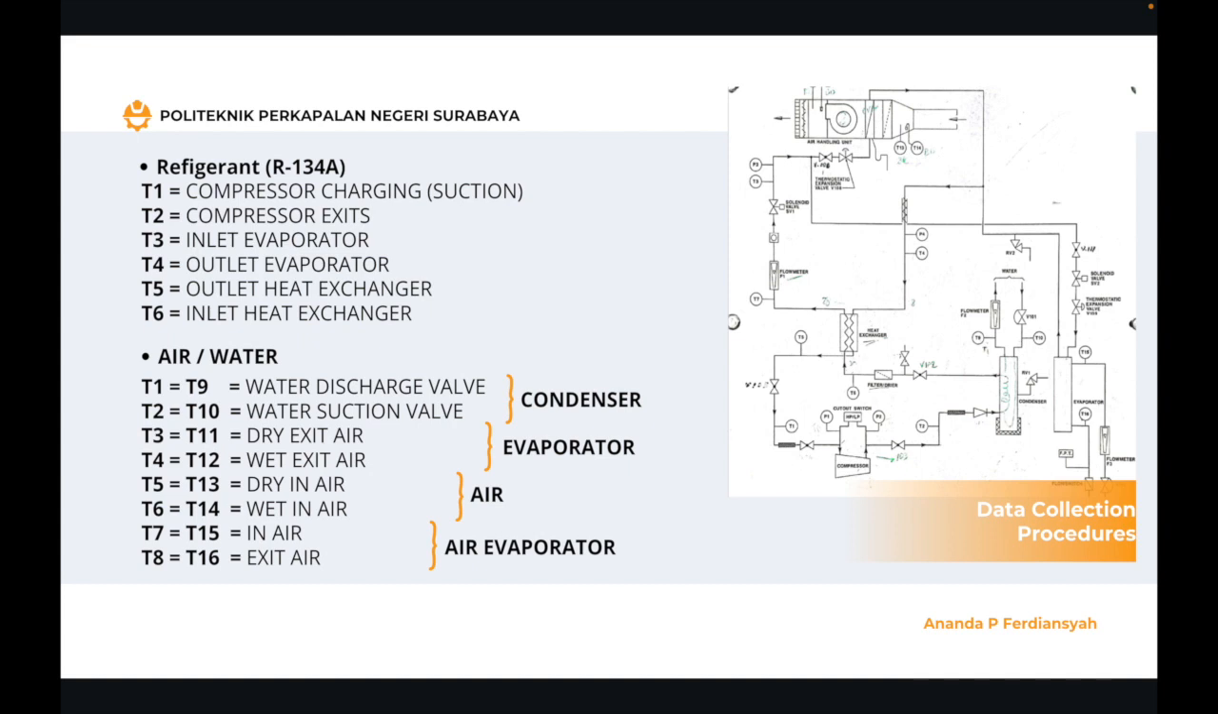This is the data collection procedure for the refrigerant. First, the refrigerant we use is R134A. We know that T1 equals compressor suction, T2 equals compressor exit, T3 equals inlet evaporator, T4 equals inlet evaporator, T5 inlet heat exchanger, T6 inlet heat exchanger, and we use air or water.